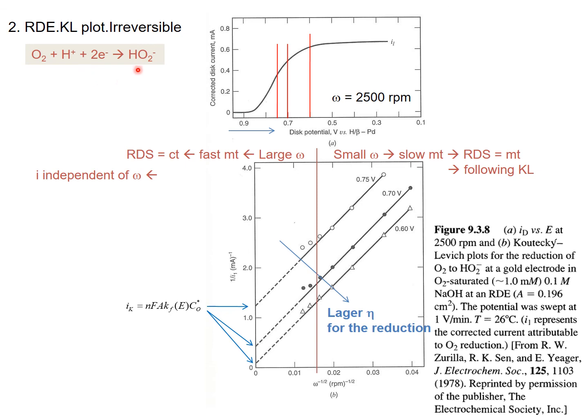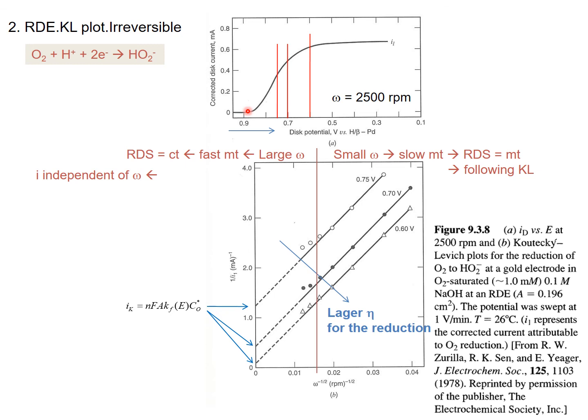This is the reduction process. So I have moved the potential from the more positive potential into the more negative potential. Then I have measured the current. At 0.9 volt here, at the low overpotential, we cannot find any current because there is no reduction process here.